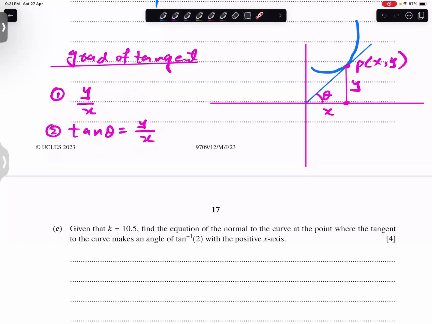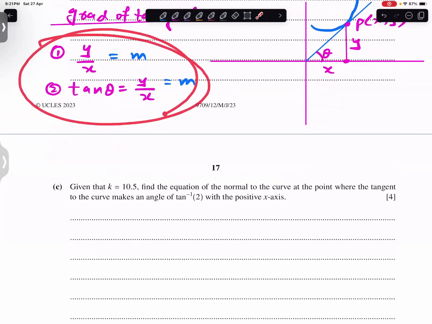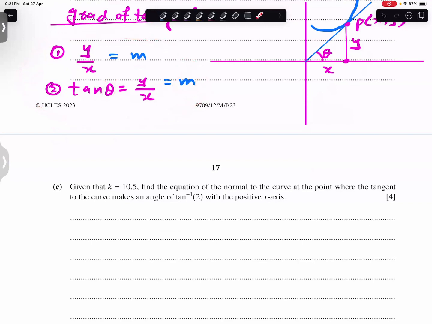Gradient of the tangent line. So this is also gradient, and tangent theta is also gradient. Tangent of an angle is also the gradient of that line. So you need to remember this concept: tangent of angle will give you the gradient of line, just like y2 minus y1 over x2 minus x1.